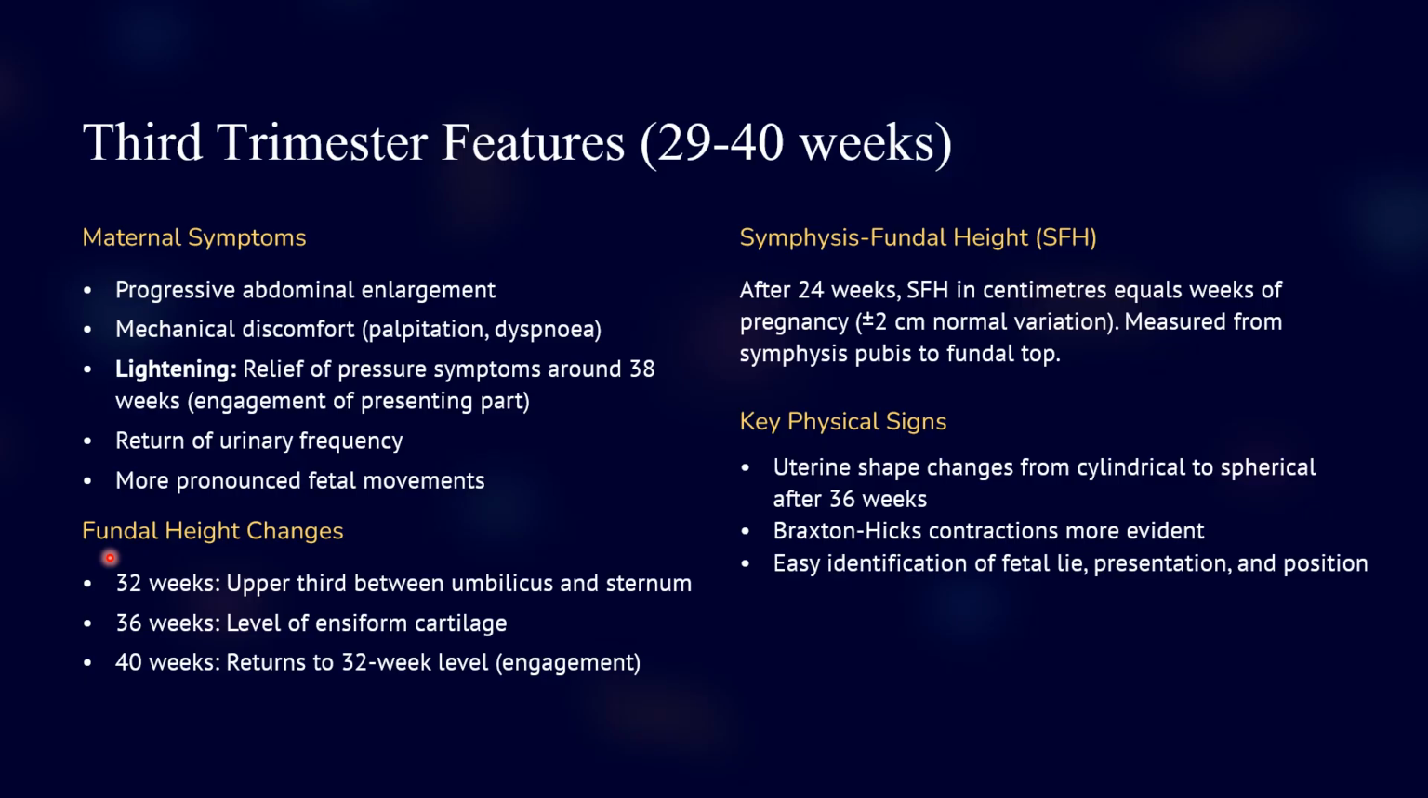Okay, so the key physical signs are uterine shape changes from cylindrical to spherical after 36 weeks, because of lightening. Once from 36 weeks it gets lightening, the head descends to the pelvis, and from the cylindrical shape it becomes spherical shape because the flank gets fuller. Braxton Hicks contraction becomes more evident in third trimester, and there is easy identification of fetal lie, presentation and position when you do abdominal examination.